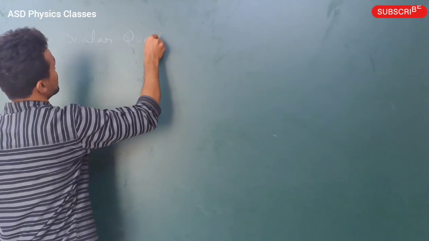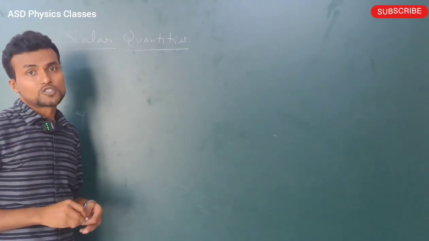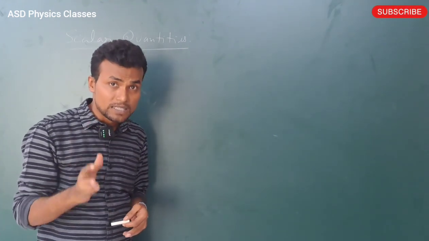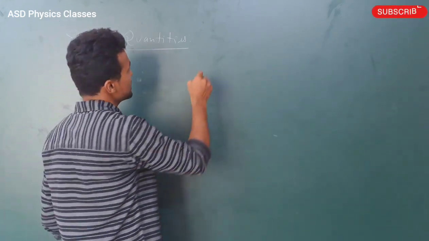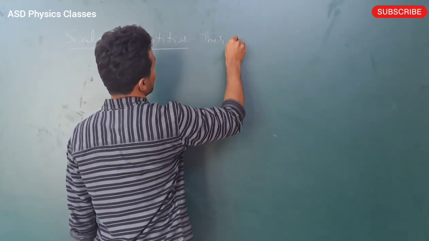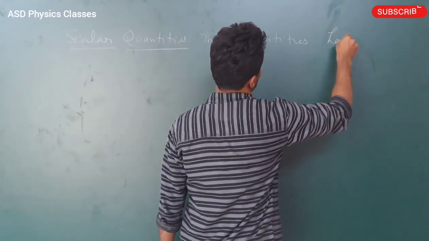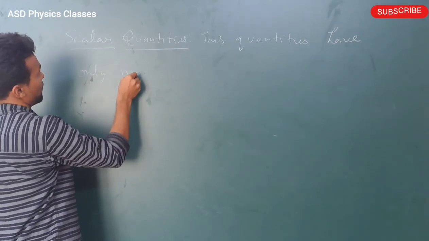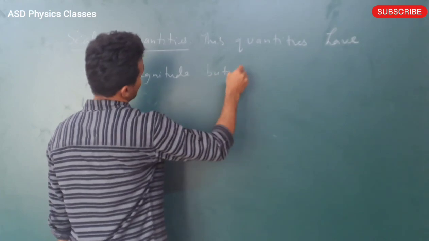First one, scalar quantities. My dear students, we know very well that scalar quantities are quantities that have only magnitude but no direction. I will put the definition here. These quantities have only magnitude but no direction.